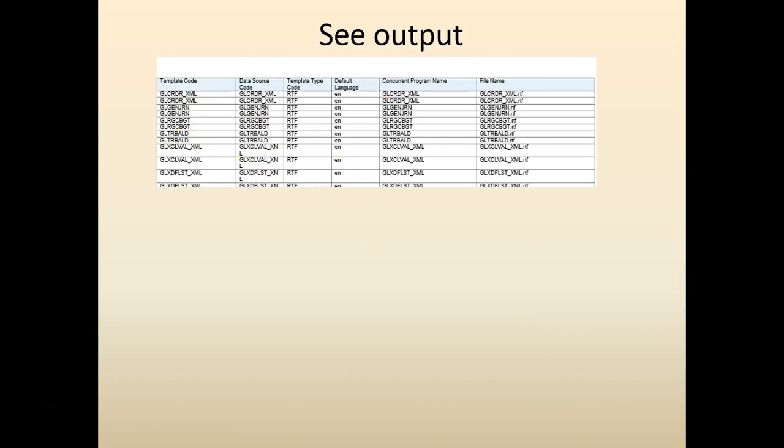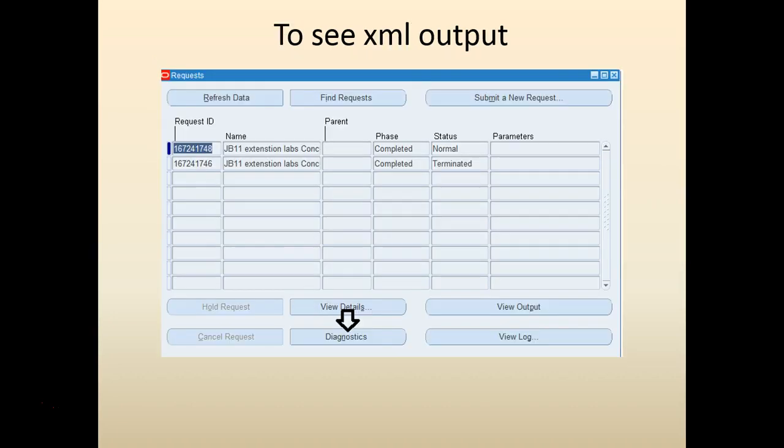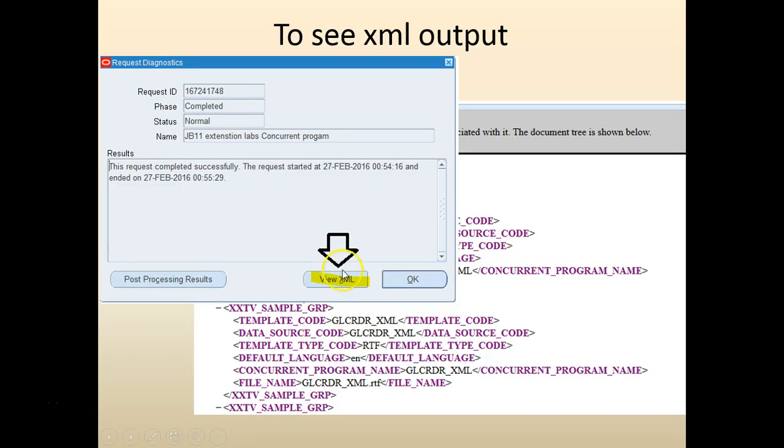So how do I see the Excel output now? In order to see the Excel output, you click on the request ID, click on Diagnostics, and click View XML. You would see the XML popping up.